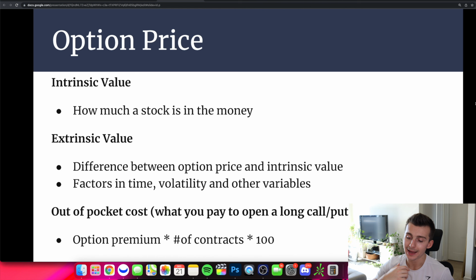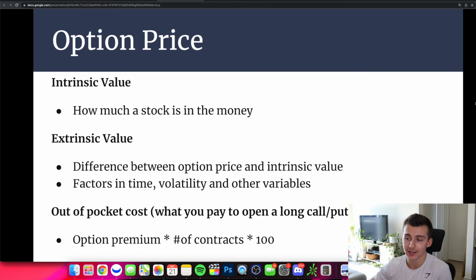Okay, so now for the option price, we have intrinsic value, which really is how much a stock is in the money. What's its intrinsic value? That's what it means. The extrinsic value is essentially going to be the other factors at play. So you may look at an option that's out of the money and it still has a price. There's still a value there. Why? It's because of extrinsic value, okay? That's the difference between the option price and the intrinsic value, but also the other factors like time, volatility, and other variables come into play.